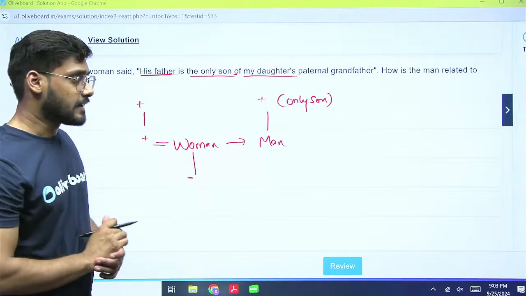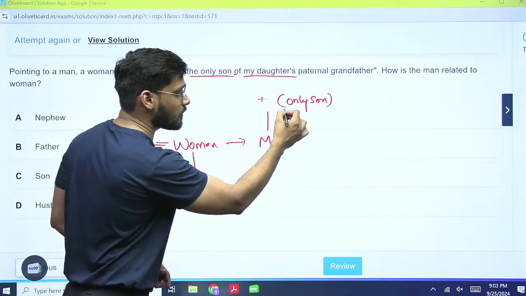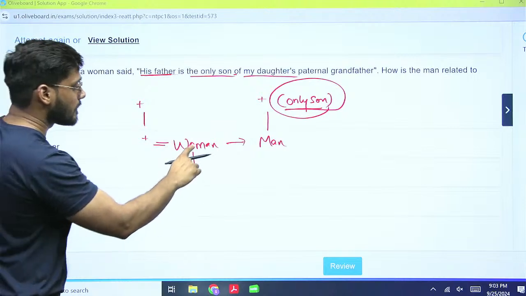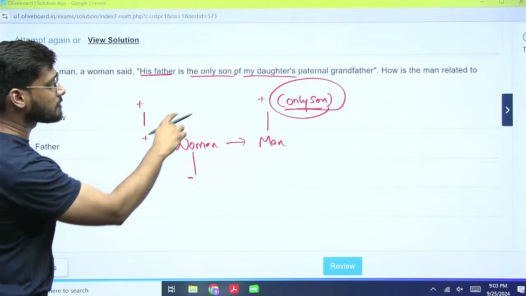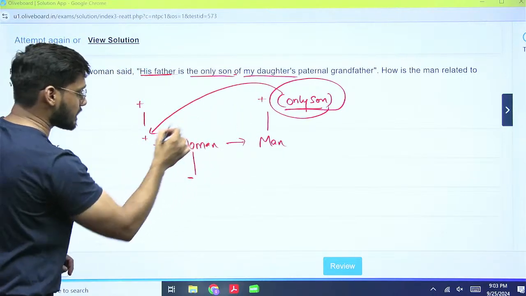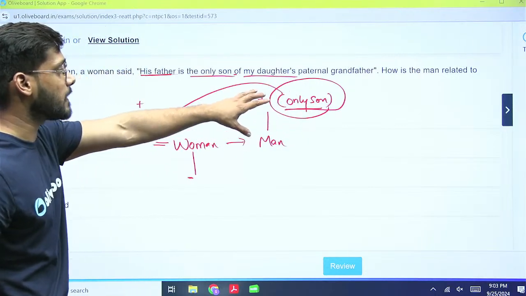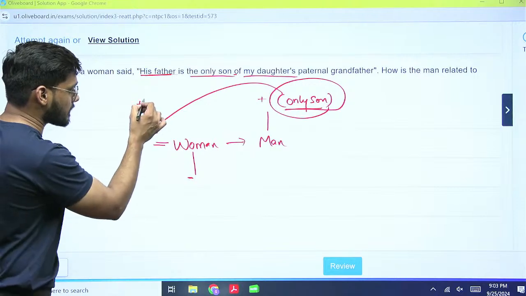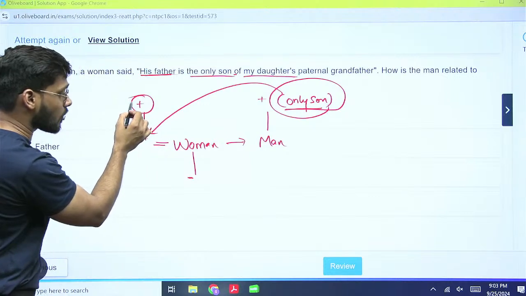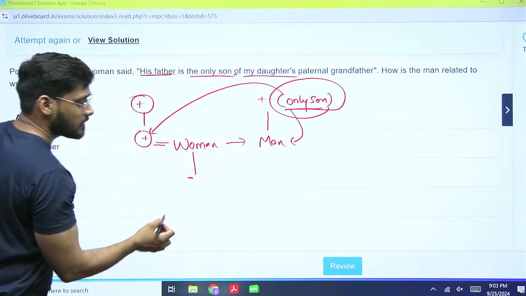Now let's see the question again. It was said, his father is the only son. This man's father is the only son of my daughter's paternal grandfather. This is the paternal grandfather of the woman's daughter, and this is his only son. This is the person, and the only son's son is this man.